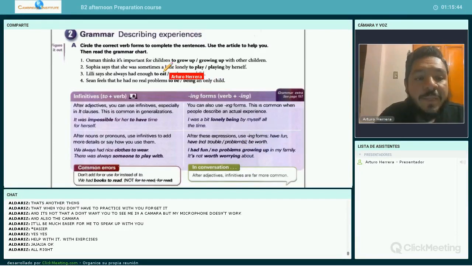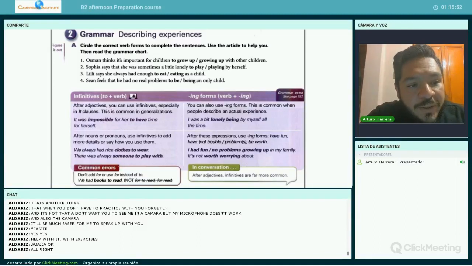Good. So, describing experiences. Let's circle the correct verb forms to complete the sentences. Use the articles to help you. Go through this and write them down here in the chart.